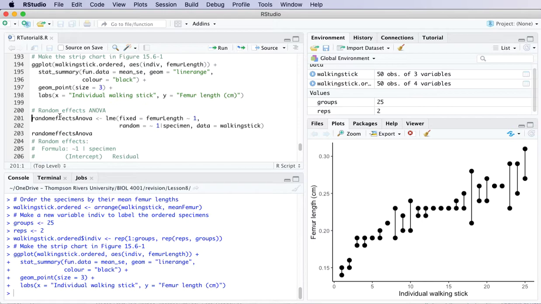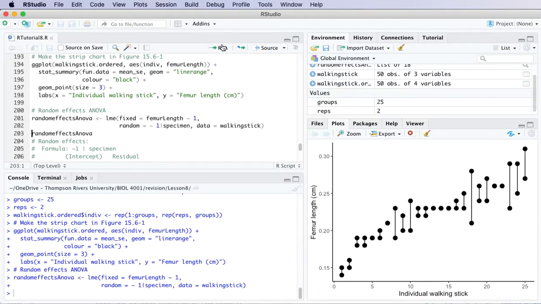So this is the form of a random effects analysis of variance model for this type of design, which is known as a repeated measures design. So for each individual that we're measuring, we've measured it repeated times, twice in this case. But you could imagine other studies where the specimens might have been measured 3 or 4 or 5 times.